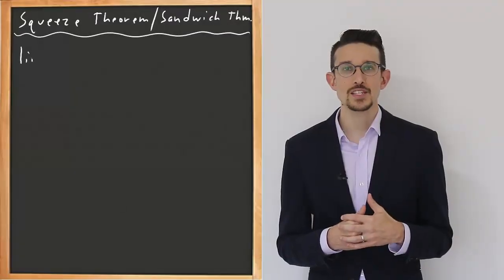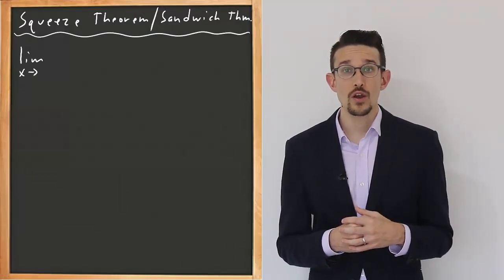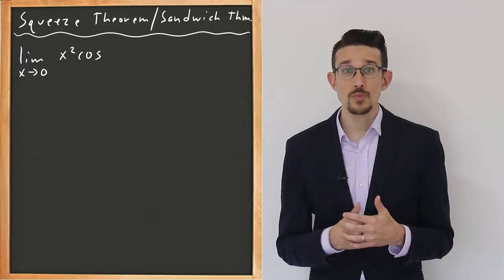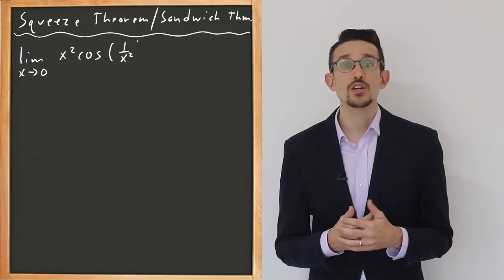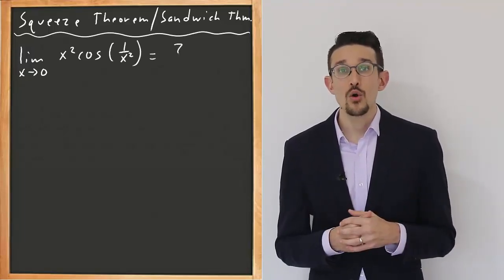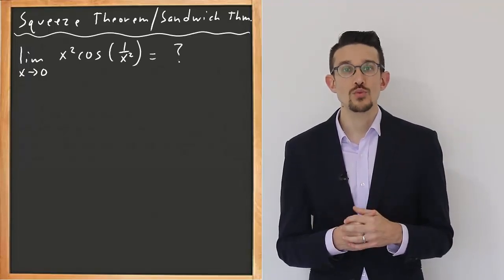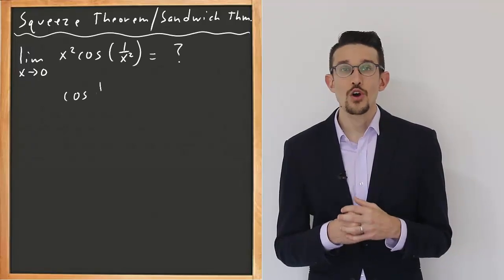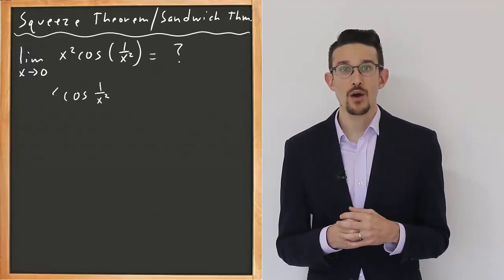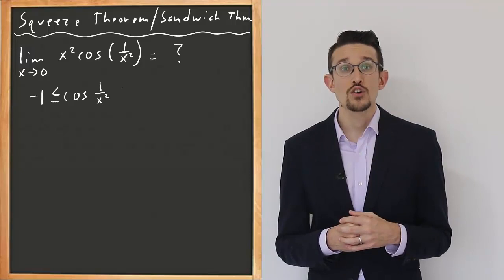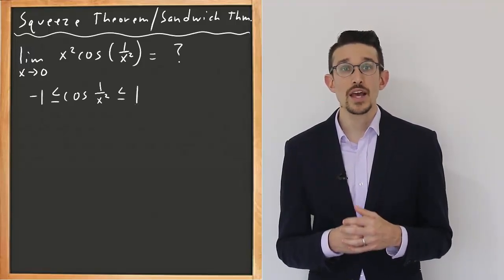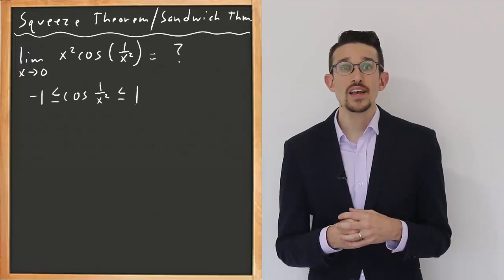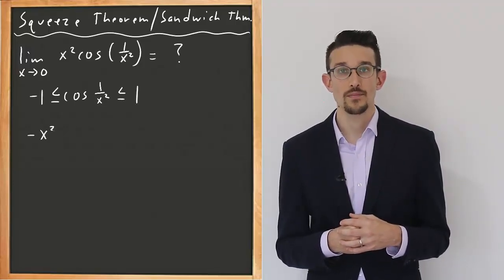Consider the limit as x approaches 0 of x squared cosine of 1 over x squared. Upon initial inspection, the answer is inconclusive. We get something unknown. So let's try to use the squeeze theorem to help us. We know that no matter what x is, the cosine of 1 over x squared is bounded between -1 and 1. So let's set up an inequality: -1 is less than or equal to cosine of 1 over x squared is less than or equal to 1.